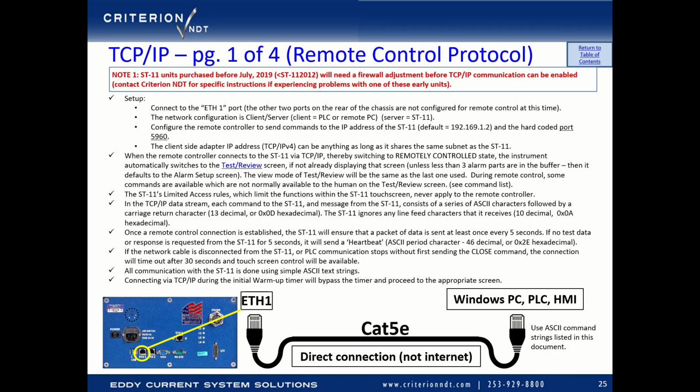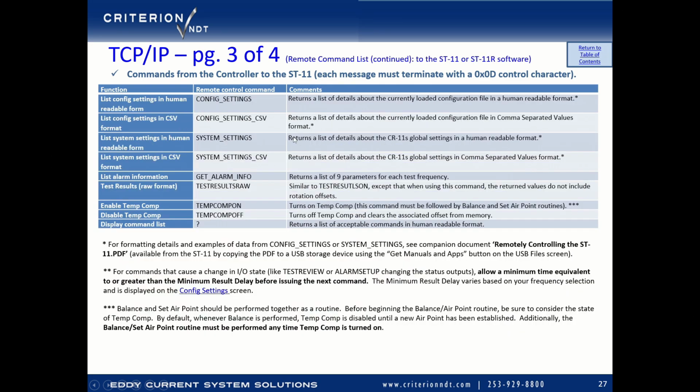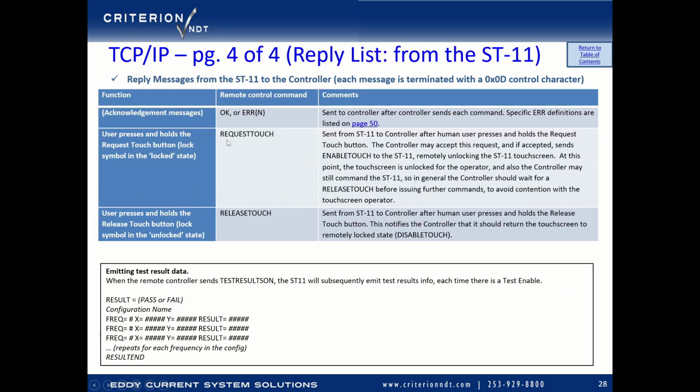In regards to remote control through Ethernet, starting on page 25 of the user manual discusses everything you'd want to know about this setup. There's all the IP addresses, the port numbers, the types of communication, the responses, the list of commands that you can send to the ST-11. There's a little more there, and everything that you would get back from the ST-11. It talks about the type of data that you'll get back, the structure.